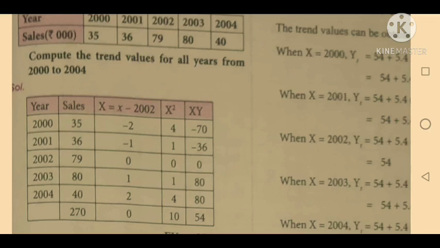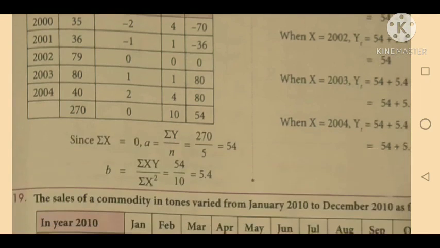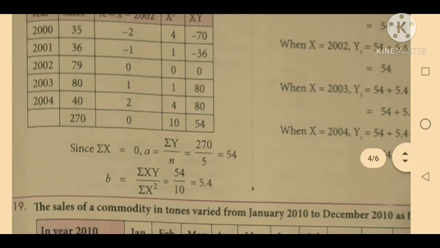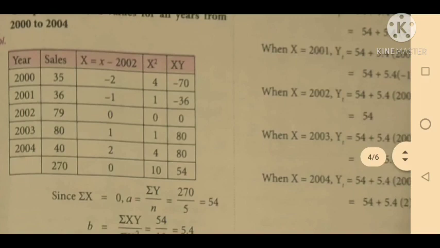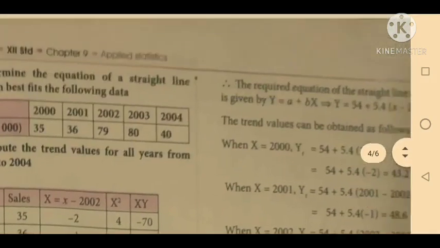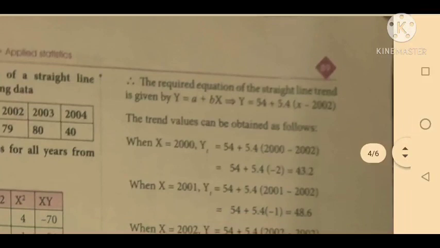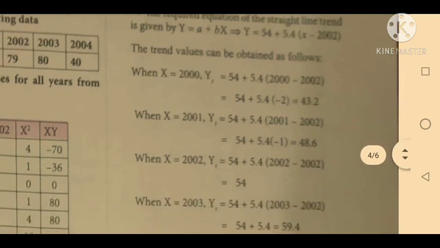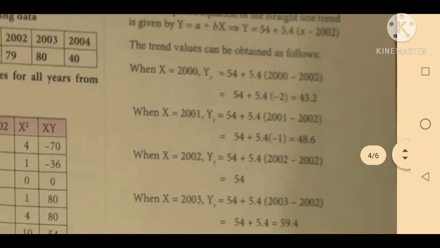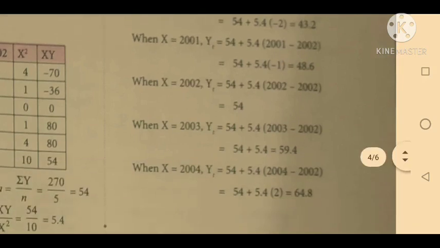Therefore take capital X equal to X minus 2002 and find the value of X square as well as XY, and apply the formula A equal to sigma Y by N and B equal to sigma XY by sigma X square. Okay. So this is if sigma X equal to 0, we apply this formula and find the equation like this, y equal to a plus bx. Then we may find the trend value by giving the value of x equal to 2000, 2001, like that, the year 2002, 2004, like that.